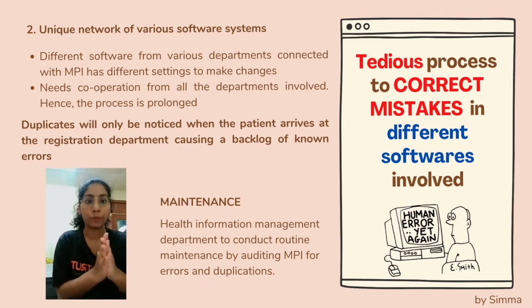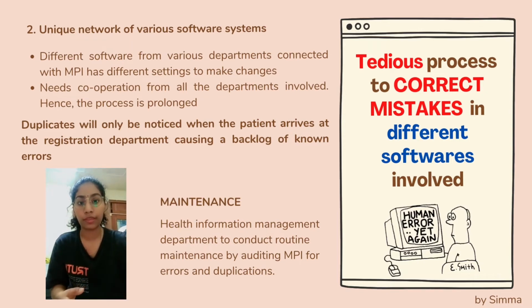So in order to maintain or avoid this problem is to conduct routine maintenance by auditing the MPI for errors and duplications, which means probably every week they make an audit where they will make sure all the duplicates and errors are fixed by time, and they can also eventually reduce the errors by training the staff to have a fixed rule on how they take the patient name, which means no nicknames, only full names, like that, or increase another way of searching the demographic data.